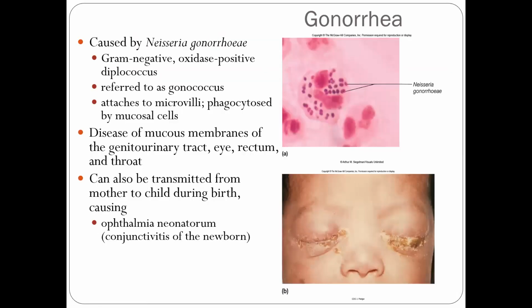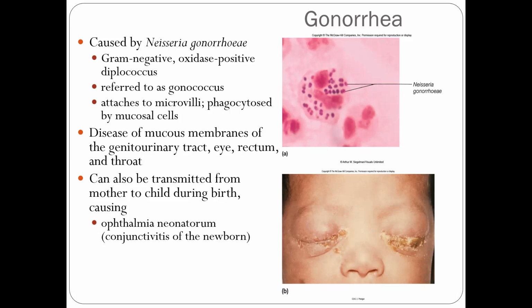So what is gonorrhea? Gonorrhea is caused by Neisseria gonorrhoeae. Now remember, it has the same genus name as Neisseria meningitidis, so the characteristics are very similar. This is gram-negative, coccobacillus, and oxidase test positive. We will mention the oxidase test in the lab section.